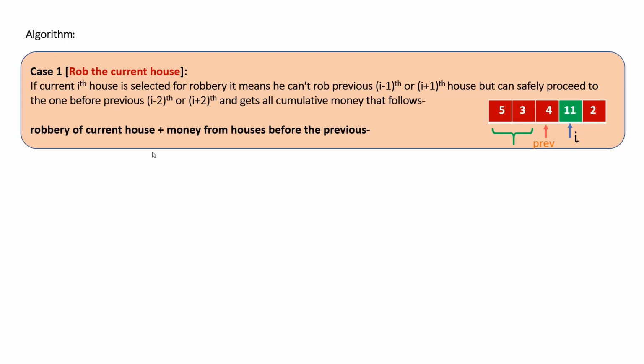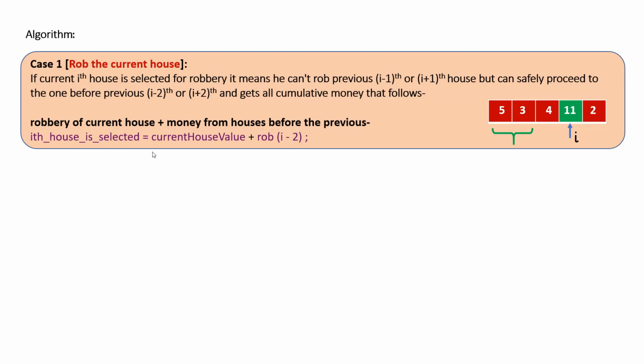And the same thing we can write in terms of an equation, something like this. Ith house selected equals the current house value, which is 11, basically the array value, plus rob of I minus 2. Why I minus 2? Because we have to leave the previous one. We cannot rob the I minus 1 if we are choosing the ith position. So it is the total amount previously collected up to I minus 2, rob of I minus 2, plus the current house value. So this is the amount which we can get. Guys, rob is a function. We'll tell you later on what exactly it is, but just bear with me for some time.